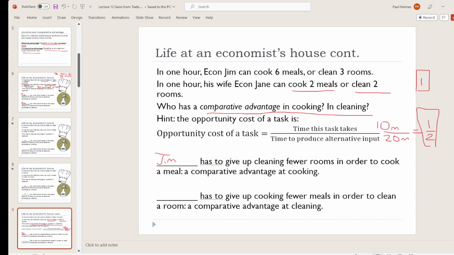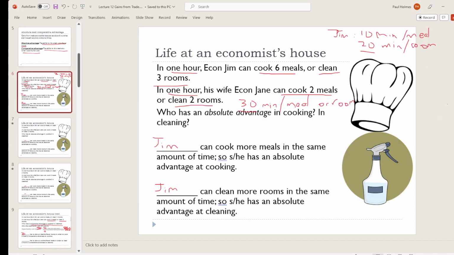So for cleaning, we're going to have to flip this, right? The opportunity cost of cleaning now is the time this task takes. For Jim, that's 20 minutes, divided by the time to produce the alternative output. To cook a meal took him 10 minutes. So his opportunity cost now is 2 meals to clean a room. If we go back to our numbers here, in the 20 minutes it takes him to clean a room, he could have cooked 2 meals. His opportunity cost of cleaning a room is 2 meals.